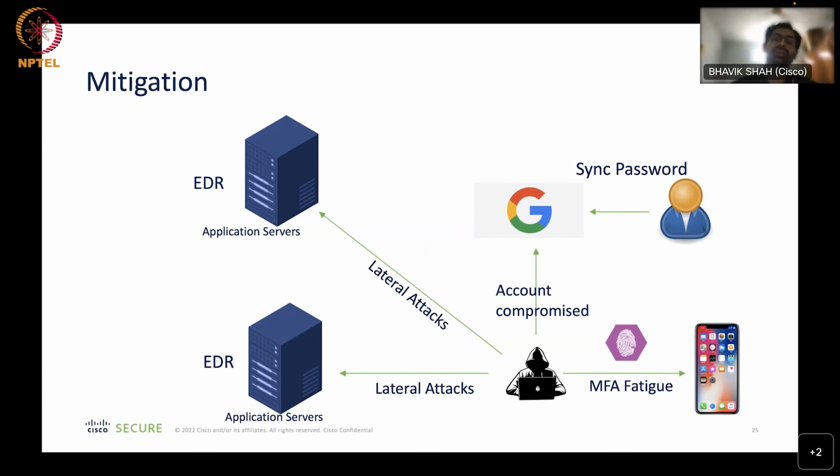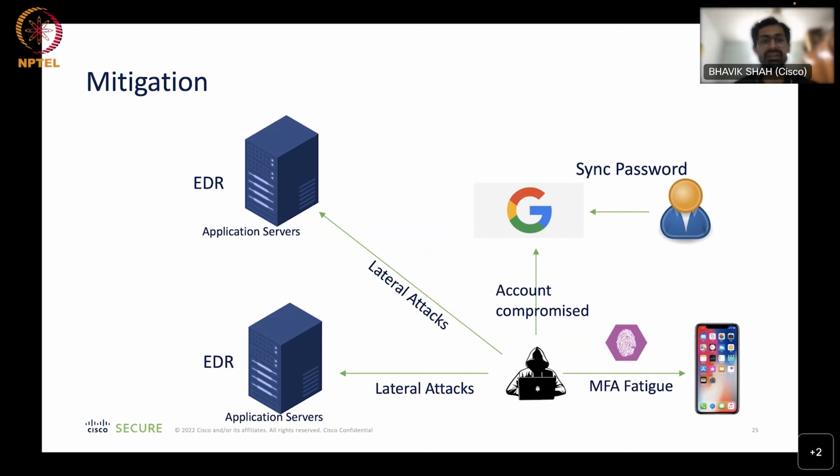And as I mentioned, even when the attack was happening, the reason it was not able to perform lateral attacks was that there were different EDR agents. EDR is nothing but endpoint detection and response agents which were installed on the application servers, which blocked the attack, or which prevented the attack from happening to different critical application servers, right?